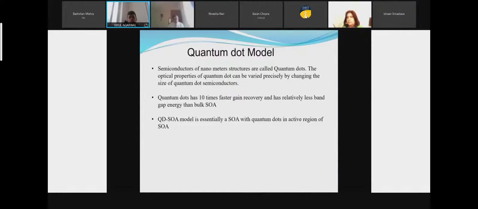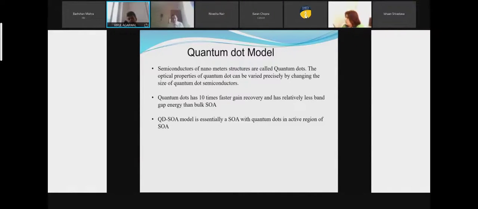So what is quantum dot? Quantum dot is a nanometer structure. It is a nanometer structure, and it is very difficult to fabricate. But what is the advantage? It is faster gain recovery. As I told you, in the conventional semiconductor optical amplifier, due to depletion, there will be a sudden drop in the gain, and therefore unequal amplification takes place. So we cannot use SOA for high data rate.